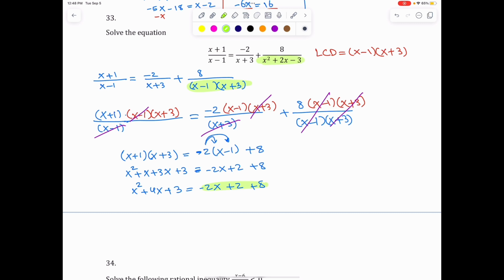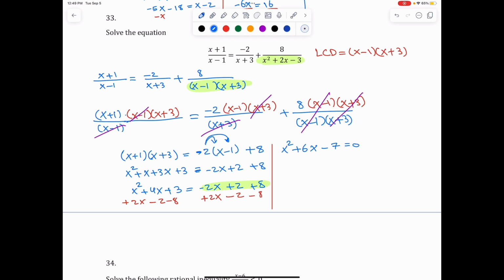My goal is to make this side equal to 0 because this is going to be quadratic. So I will add 2x, subtract 2 and subtract 8 from both sides of the equation. Or I could say this is 10, minus 2 minus 8, doesn't really matter. So now I have x squared, 4x plus 2x is 6x, 3 minus 10 is negative 7 equals 0.